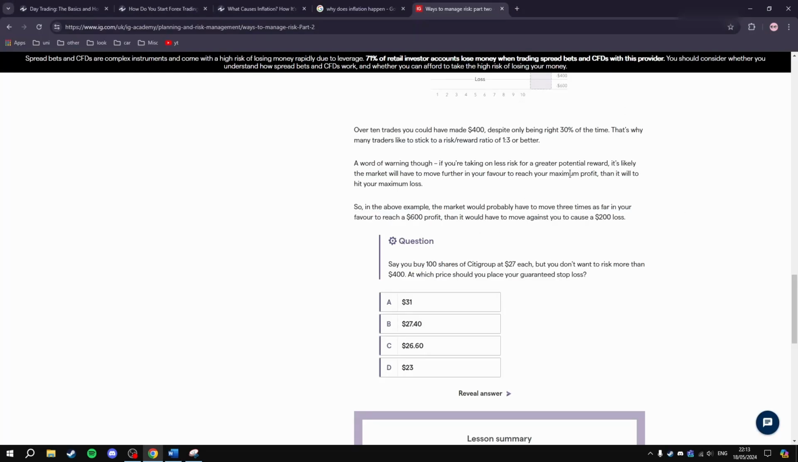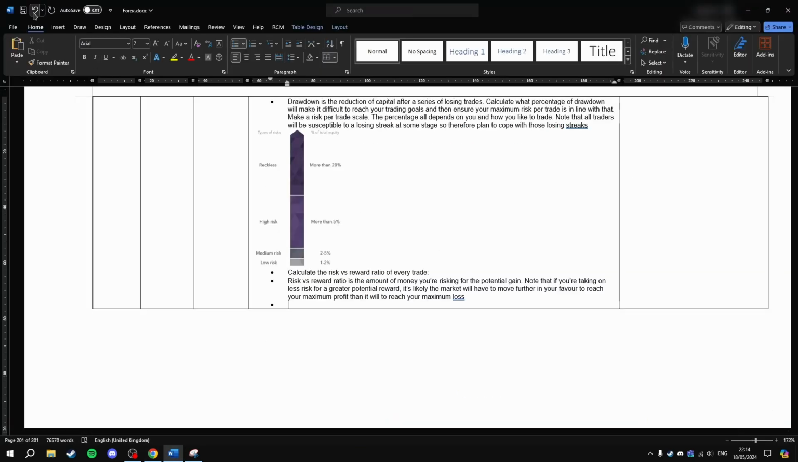So basically, the market will have to move with a risk to reward ratio of 1 to 3. The market will have to move 3 times as much to hit your profit target than it would to hit your loss target, or its stop loss target.